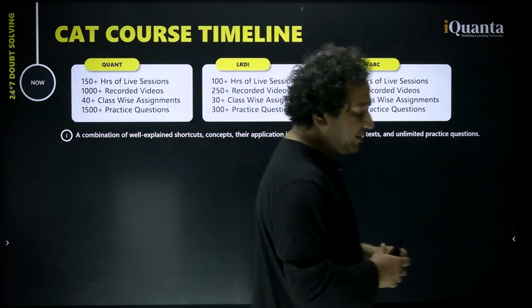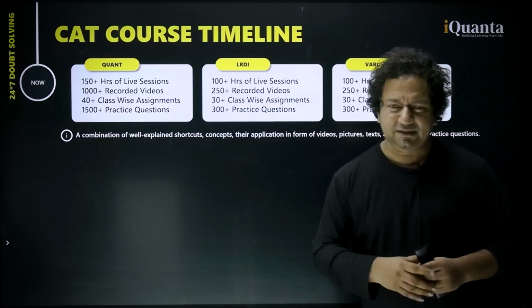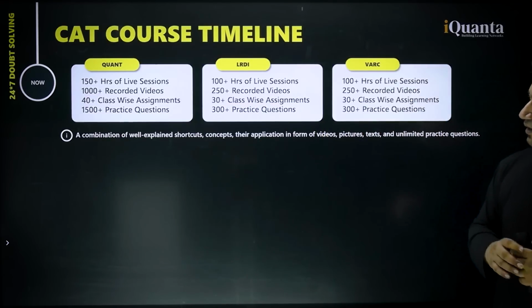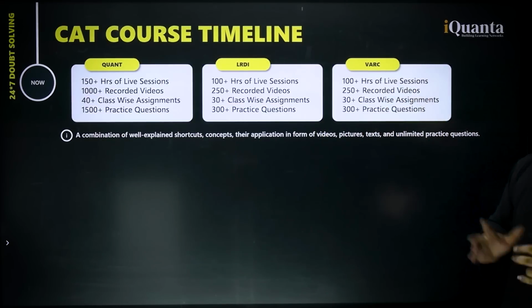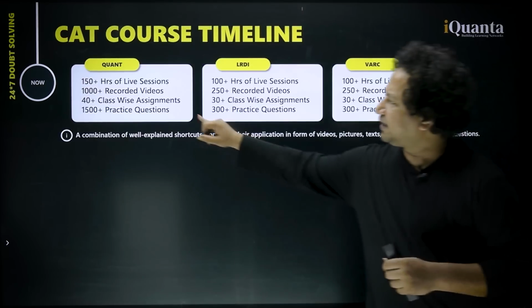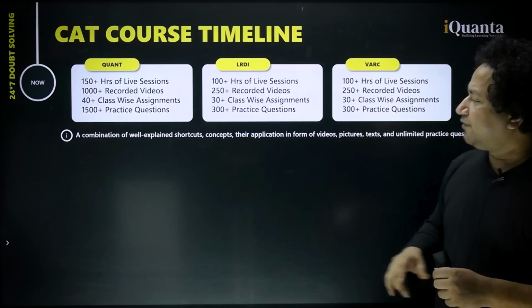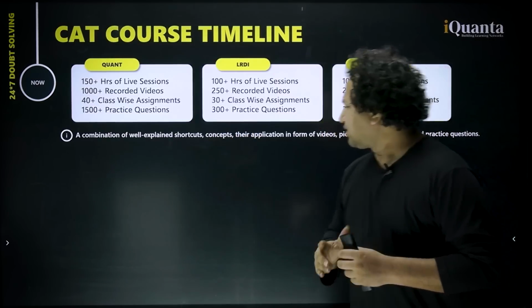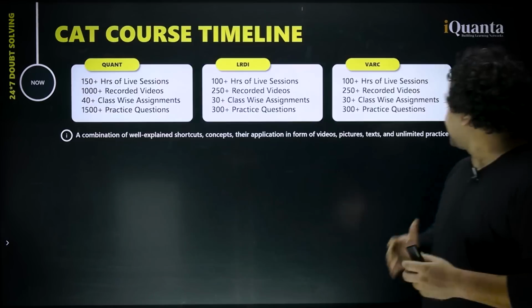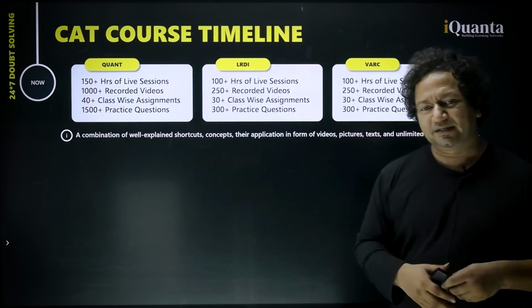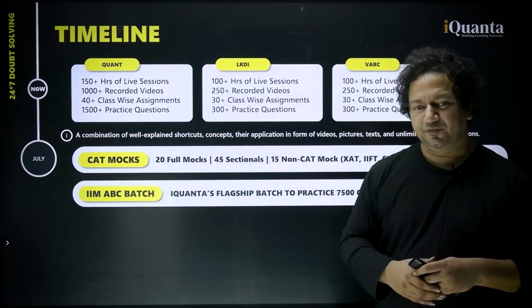Now we'll be talking about the month-wise way to prepare for CAT. This is the timeline. So now when you start, this is all that you will be getting. In quant, LRDI, and VARC, there will be a combination of well-explained shortcuts, concepts and application videos, pictures, text, and unlimited practice questions. Then comes July.